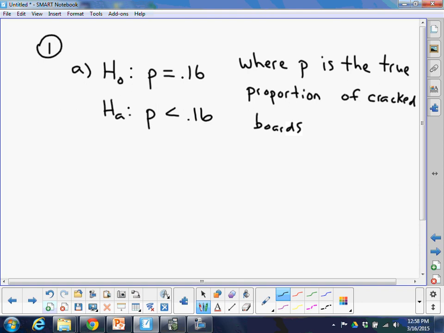So that's what this test is about. It's not mu, because it's not means, this is about proportions, right? I saw the 16% in there, so that was kind of a hint to me. So we defined the parameter, okay, and we had our statements.